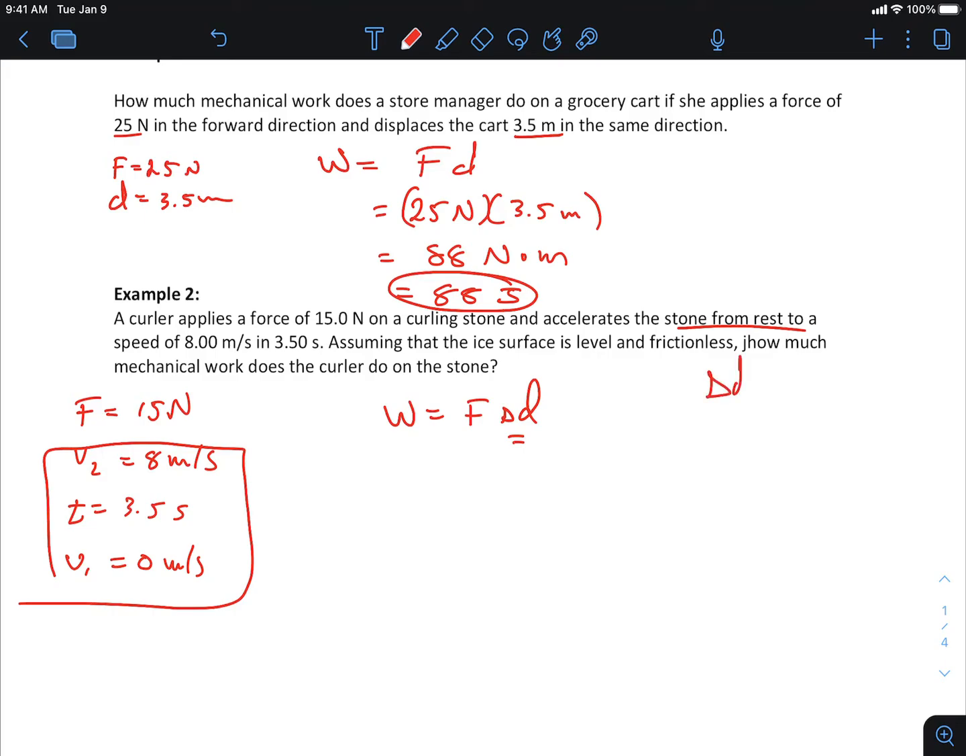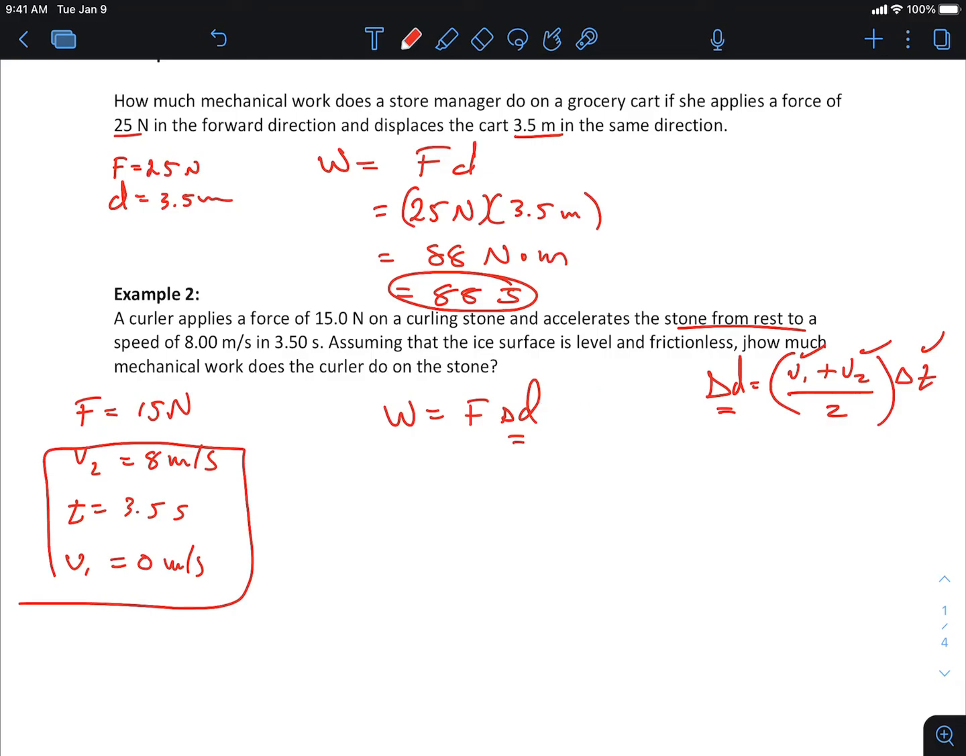We know that delta D is going to be equal to V1 plus V2 divided by 2. And if we multiply that by T, or the change in time, we can find what the displacement value is, right? Well, it looks like I know V1, I know V2, I know delta T, so I can find this delta D value and plug it in there, right?